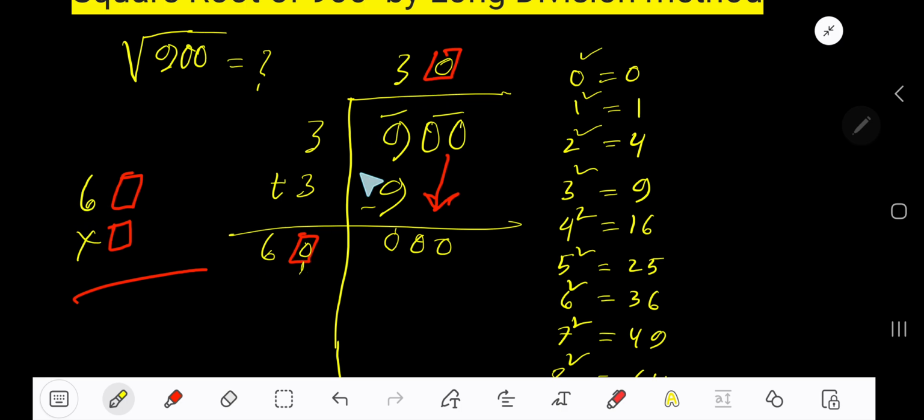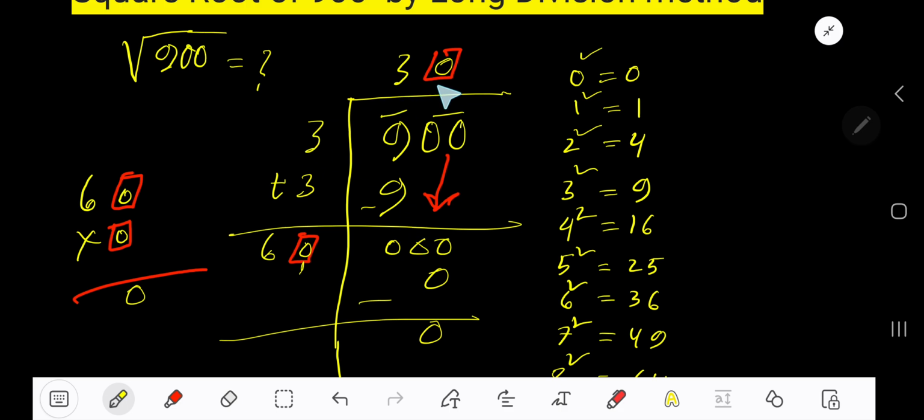That is 60 times 0. Okay, 60 times 0 is 0. 0 times 60 means 0. 00 means 0, right? You can consider it like this. So 0 times 60, 0. Subtract, you are getting 0.